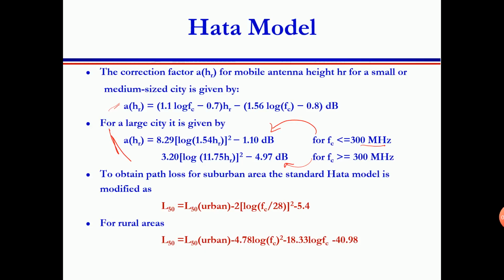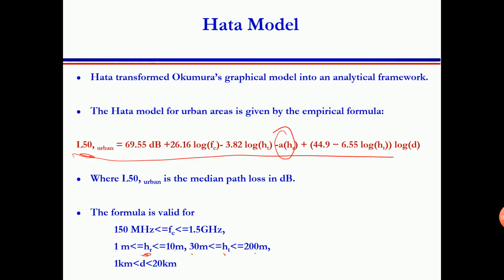To obtain the path loss for the suburban area, the standard Hata model is modified: the urban loss minus this term. And for the rural area, it is L50 urban minus this calculation. It is actually derived from the Okumura model, which transformed Okumura's graphical model into an analytical framework. So that is the Hata model.